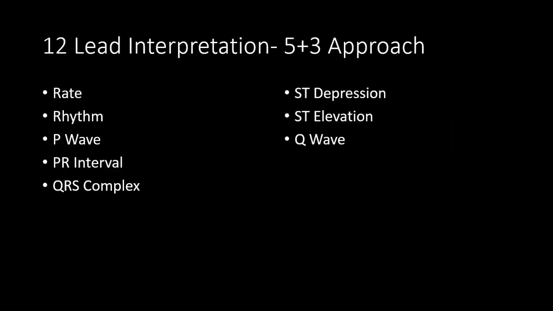So as far as interpretation of the 12 lead, you should at this point already know how to consistently read a lead print off to get your arrhythmias. That's going to be rate, rhythm, P wave, PR interval, and QRS complex. Now, here's the most important things that we're looking for initially, and this is going to be for patients with severe respiratory distress, dyspnea, and, of course, chest pain. ST depression, ST elevation. Also, we're going to look for the presence of a Q wave.